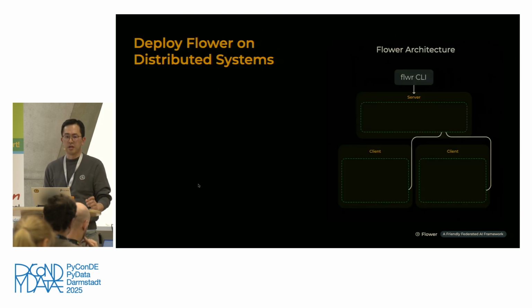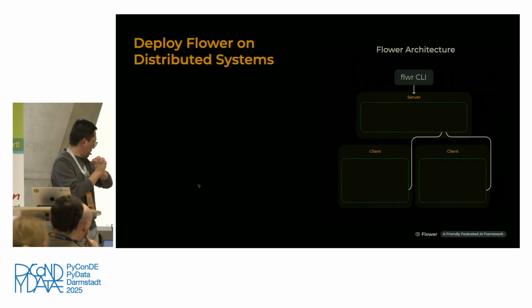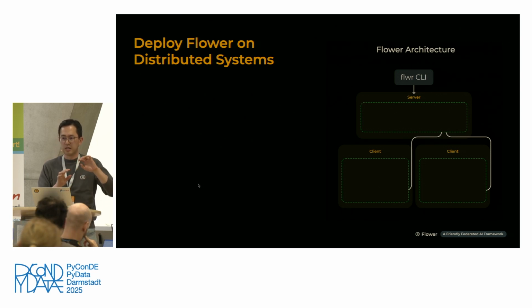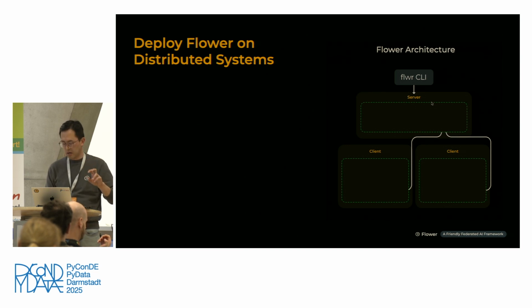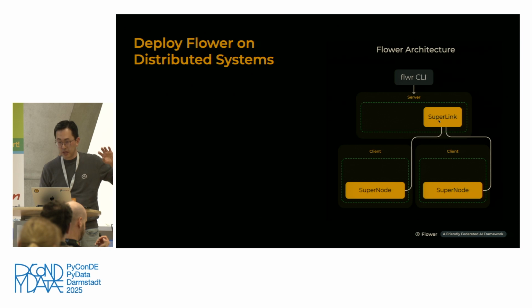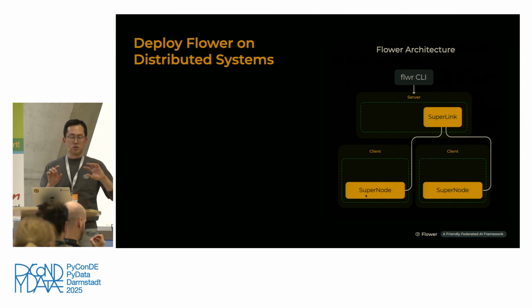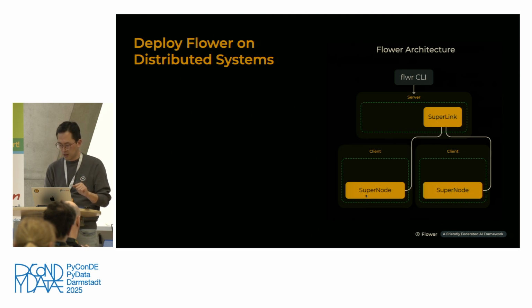Let's go to tutorial part 3. Now we go into the deployment systems. So, to deploy Flower on distributed systems, the architecture changes slightly. You still have the Flower CLI. You still have the server components. Now, in the client components, there are some additional Flower components to run. So we have the superlink as before from the server. Now, on the client side, we have the supernodes. The supernodes are also a persistent process that runs on the client side, and its function is to receive and send messages to and from the superlink.